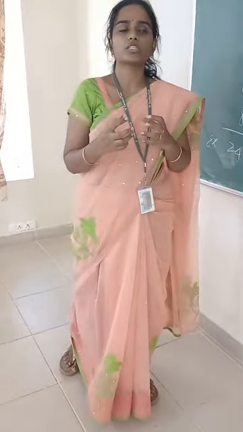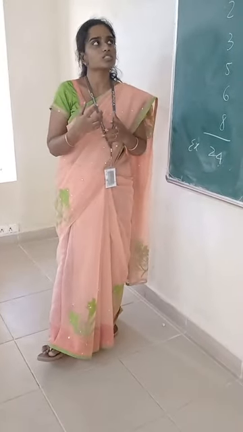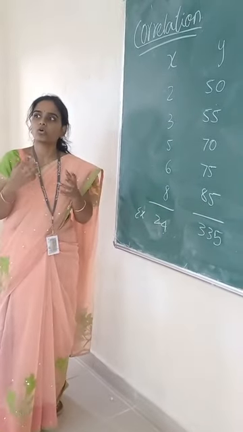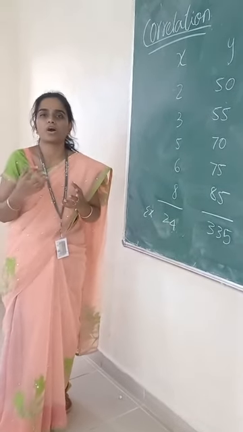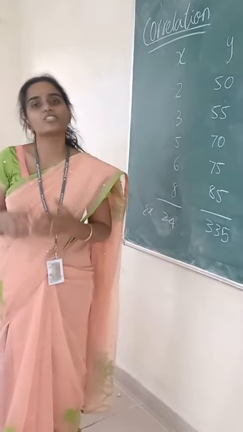So now first let us see how to find the correlation coefficient. So first is correlation. In correlation we have three types. One is positive correlation, another one is negative correlation, and the third one is no relation.